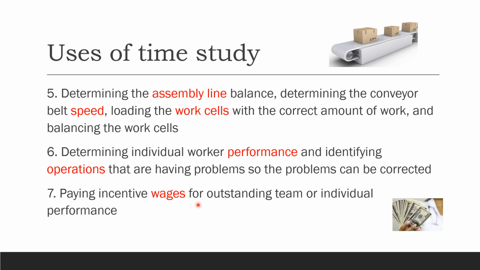Pay incentive wages. You have to report you are up to the standard, and for an outstanding team of overachievers, they can do 3 to 4 people's work. And you definitely need to give them incentive. Their work is excellent. So again, 5, 6, 7, with 1 to 4 in the previous slides, are the uses of time study.